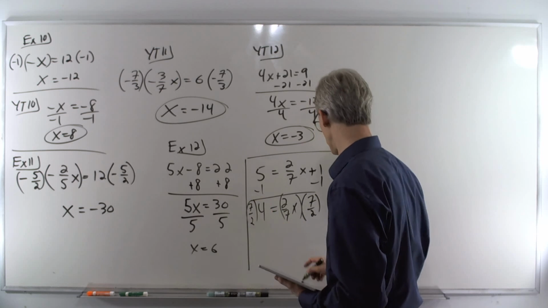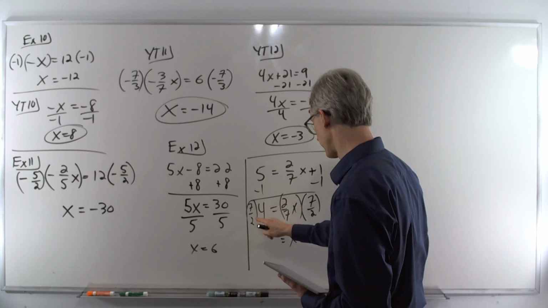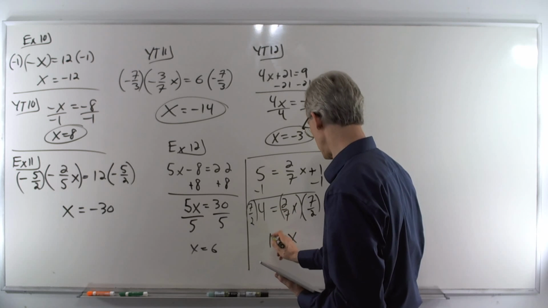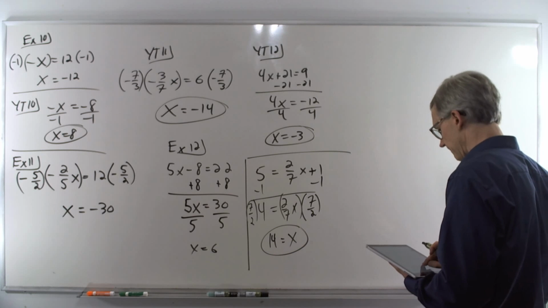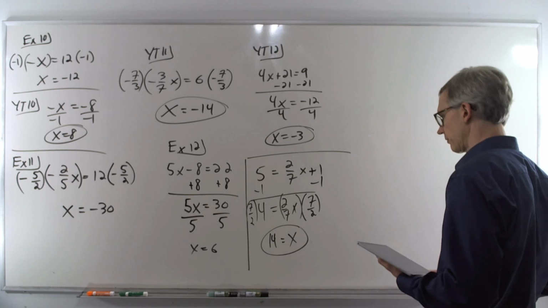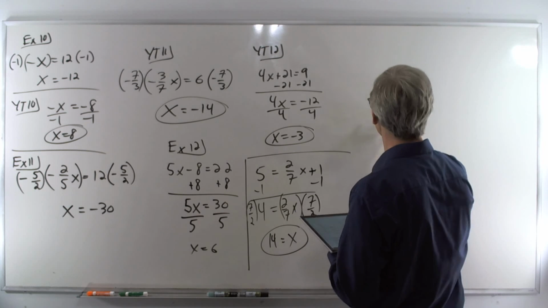on both sides. So 7 and 2 cancel on the right. Now we've got 4 divided by 2 is 2 times 7 is 14. X is 14. And it doesn't matter if you write it 14 equals x or x equals 14. Your turn, number 13.